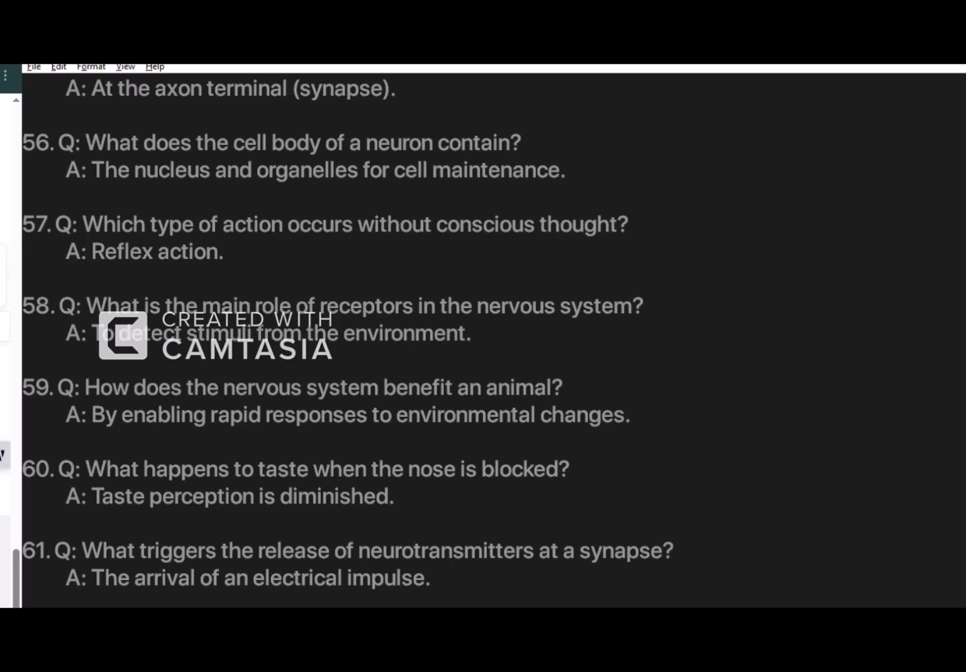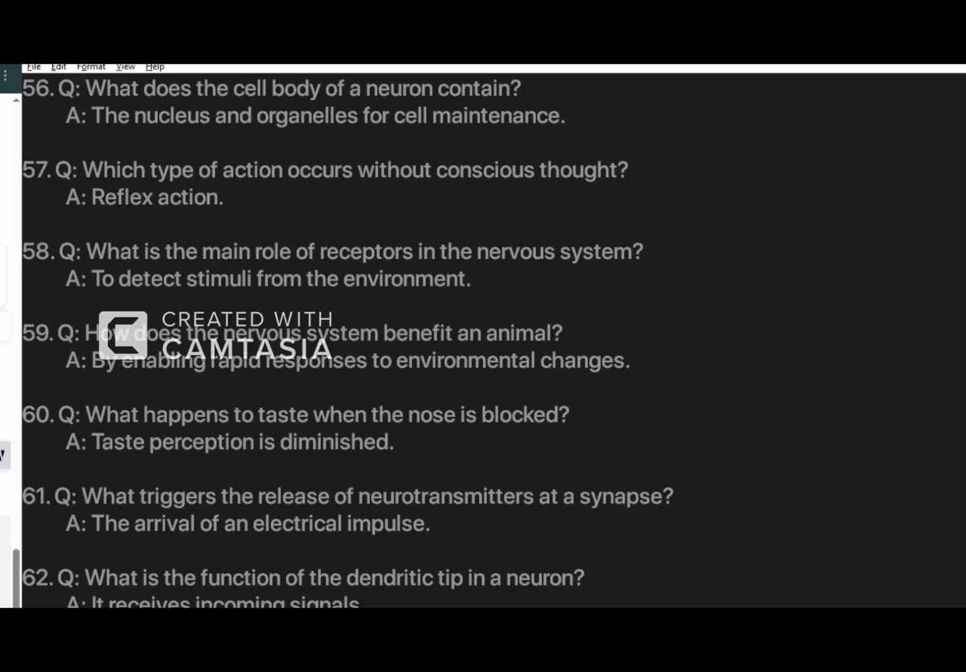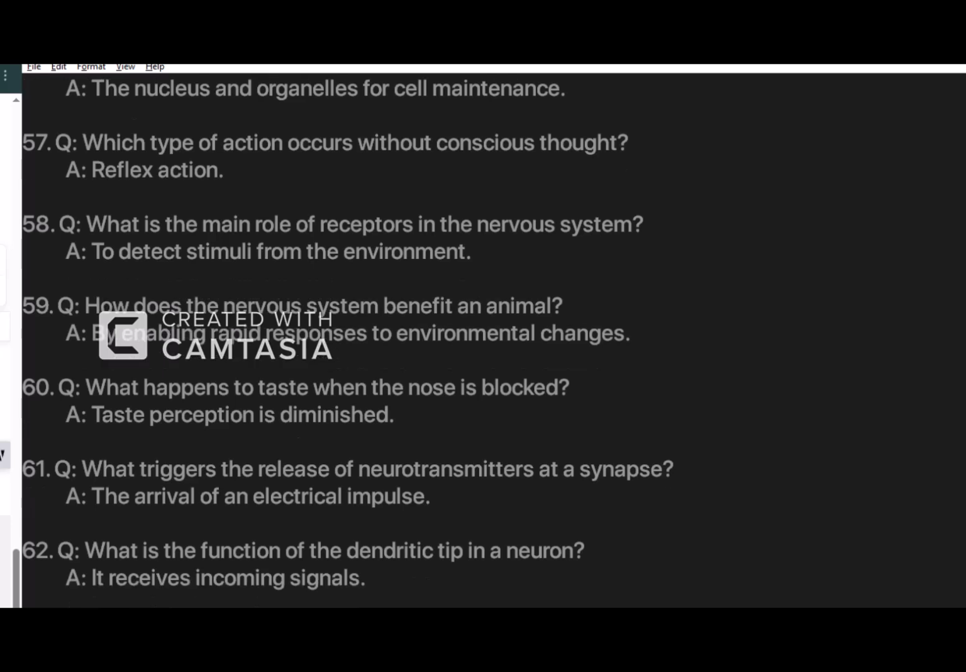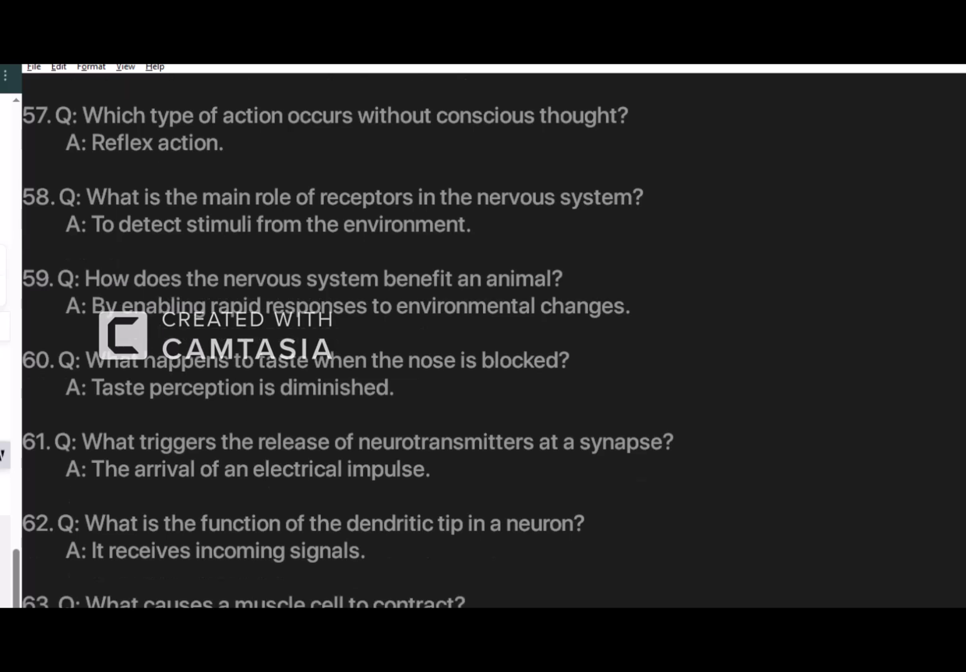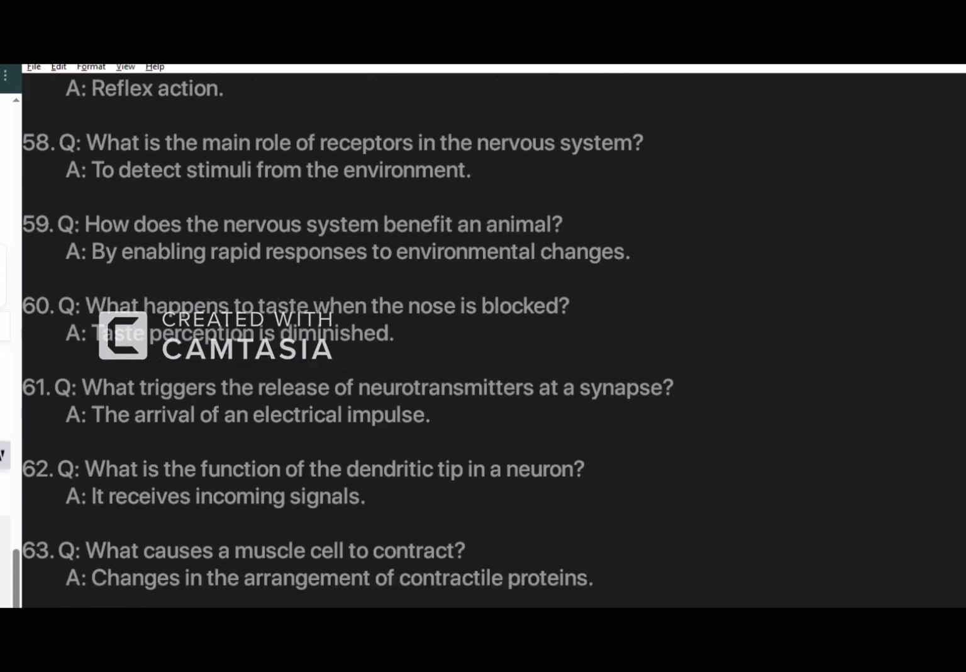62nd. Q. What is the function of the dendritic tip in a neuron? A. It receives incoming signals. 63. Q. What causes a muscle cell to contract? A. Changes in the arrangement of contractile proteins.